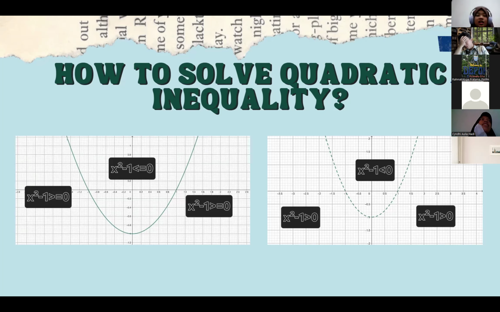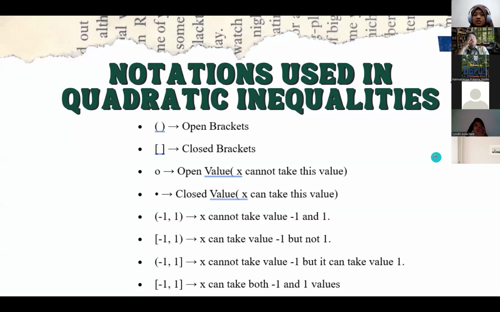So next slide please. So this is the notation used in quadratic inequality. The first one is open brackets. The second one is closed brackets. The open one means x cannot take this value, and the next one is closed, which means x can take this value.